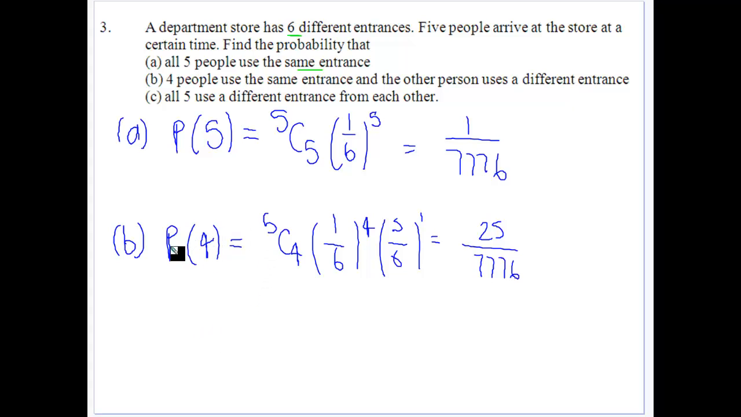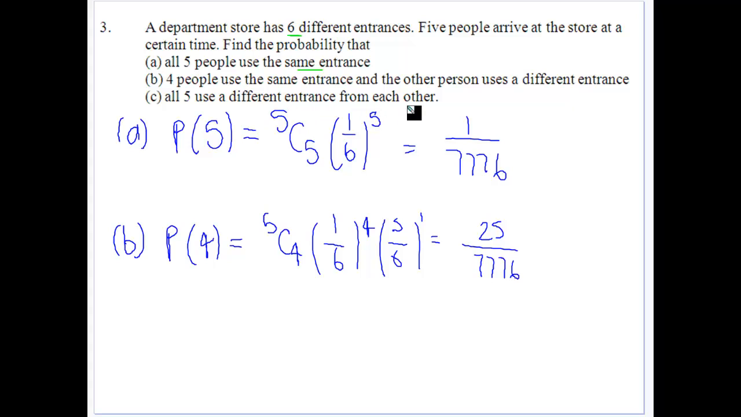Probability to the power of 4 this time, use the same entrance. The other person uses a different entrance. Well, 5C4, we would get probability 1/6 to the power of 4, and 5/6 to the power of 1, equals 25 on 7,776.